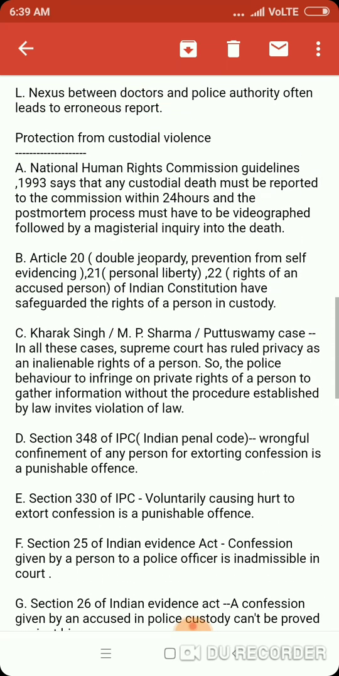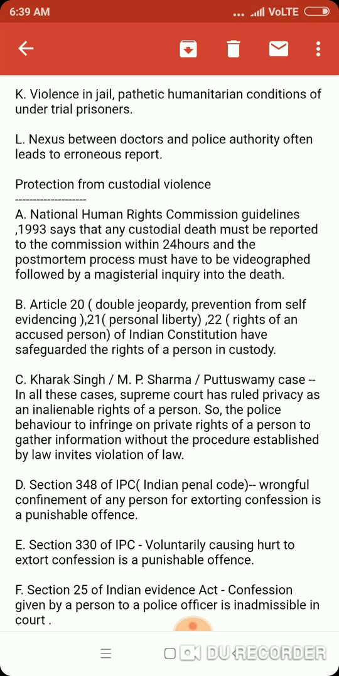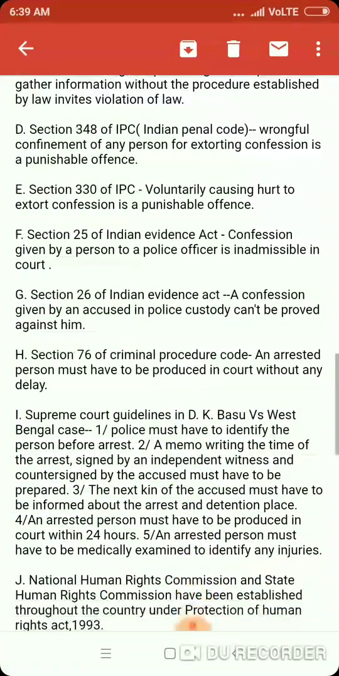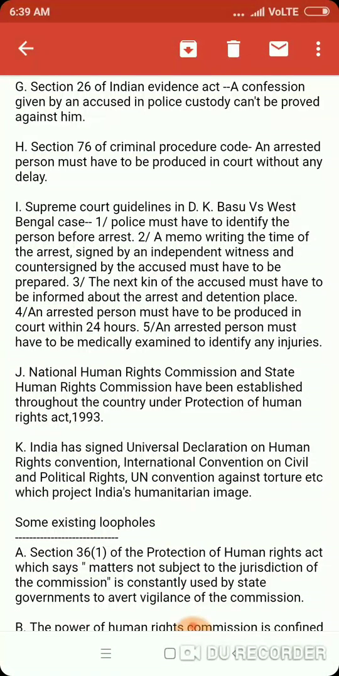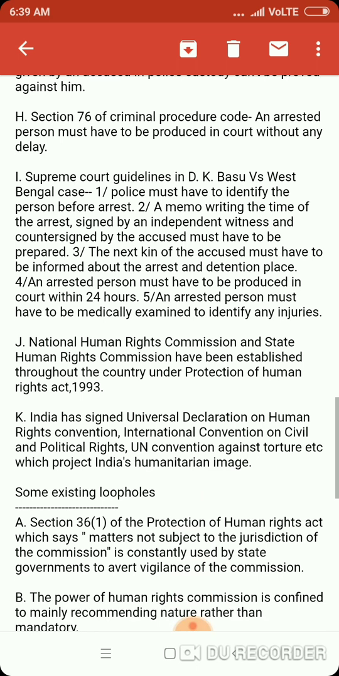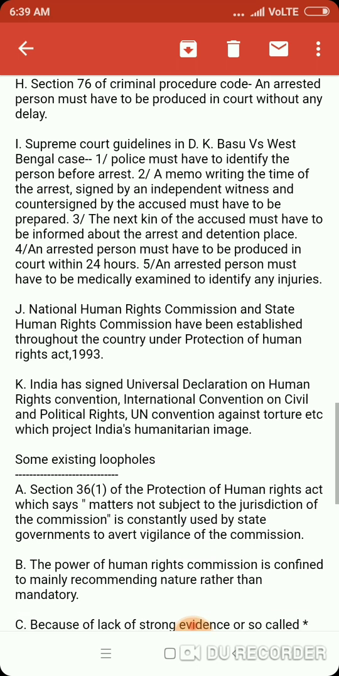After that, you have to mention some guidelines of the National Human Rights Commission regarding custodial violence. And one important judgment of the Supreme Court I left is D.K. Basu versus West Bengal. Here the Supreme Court has given detailed guidelines on the rights of a person under police custody, and what police have to do. So to answer this question, you have to mention all these things. Then you have to dedicate one paragraph to the loopholes of the current existing situation. Then, providing your solution, you end the answer.